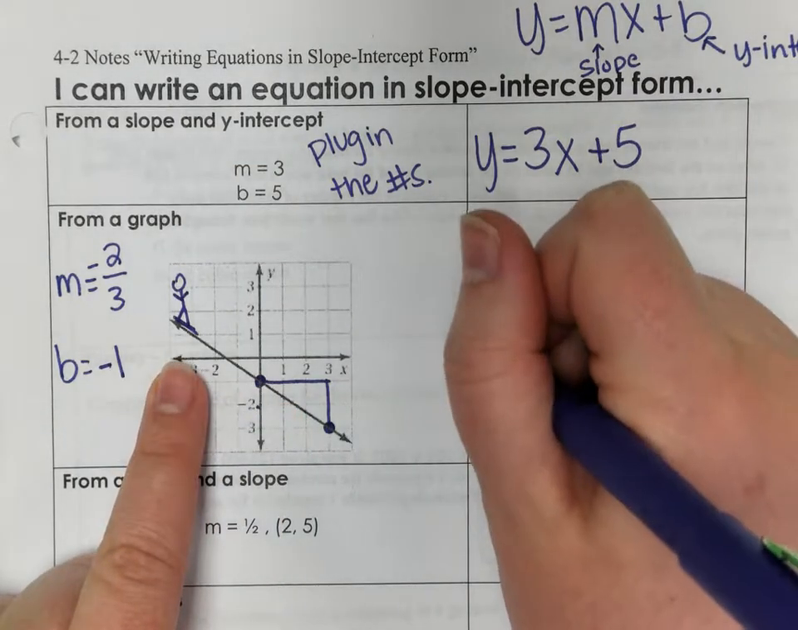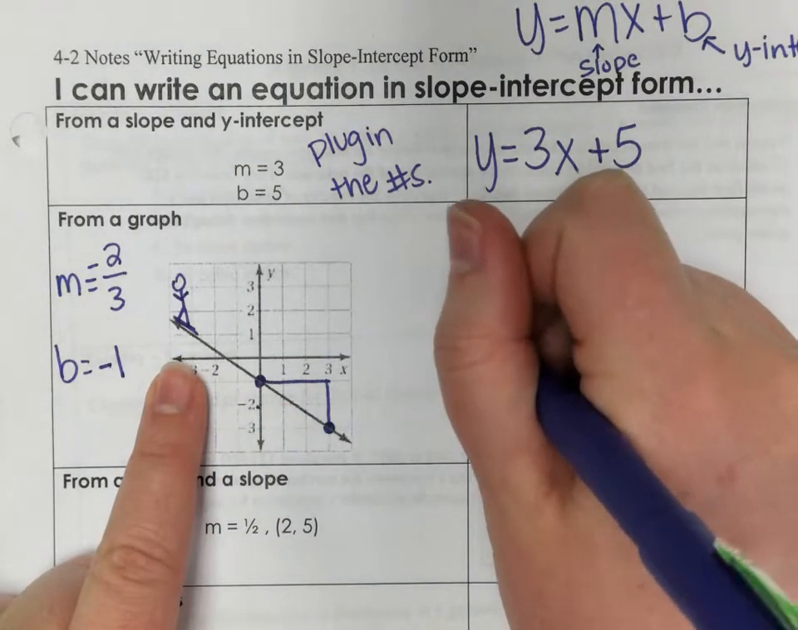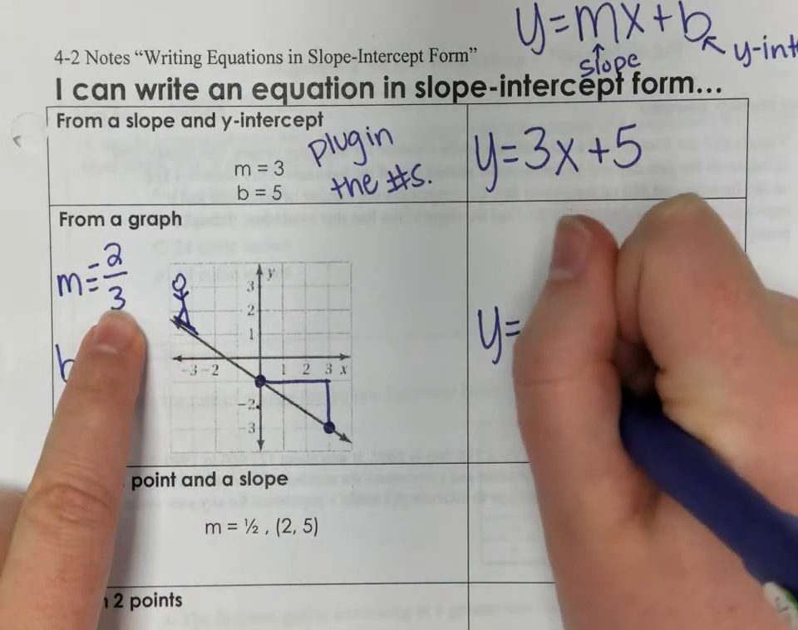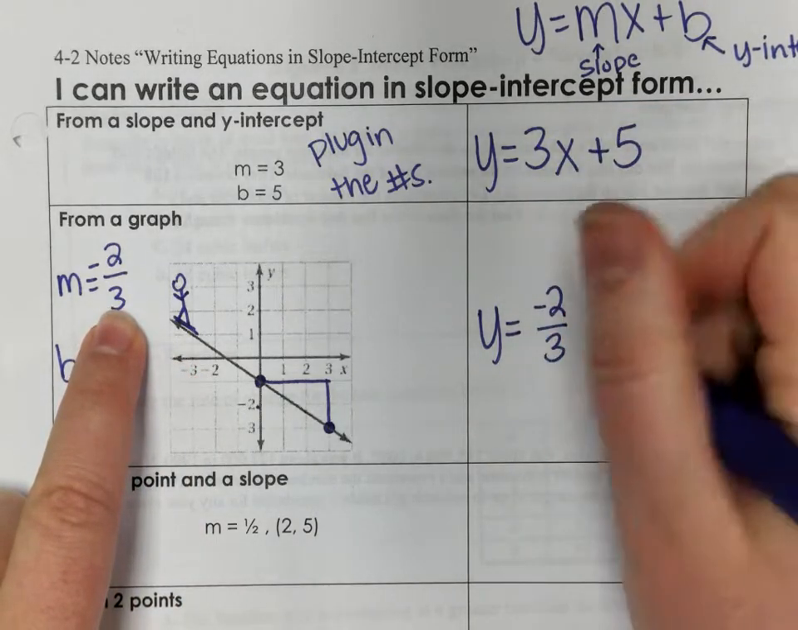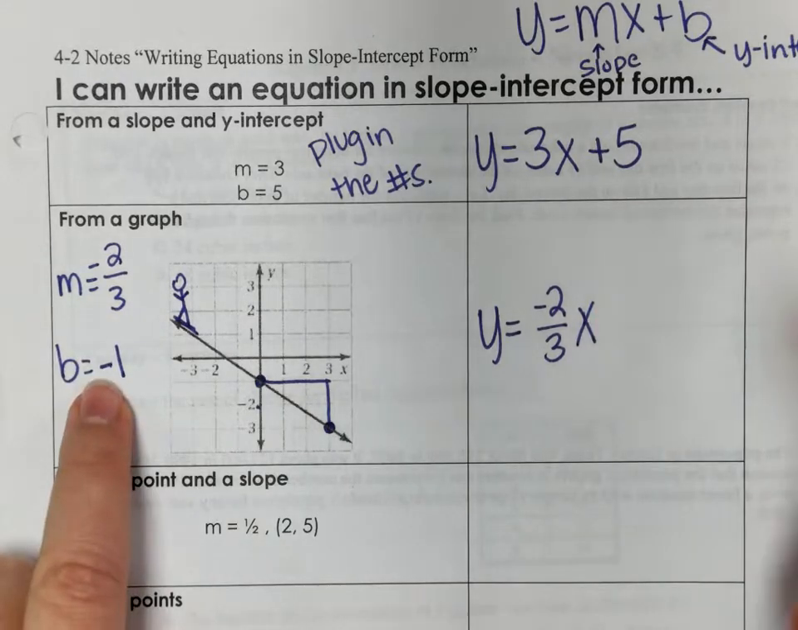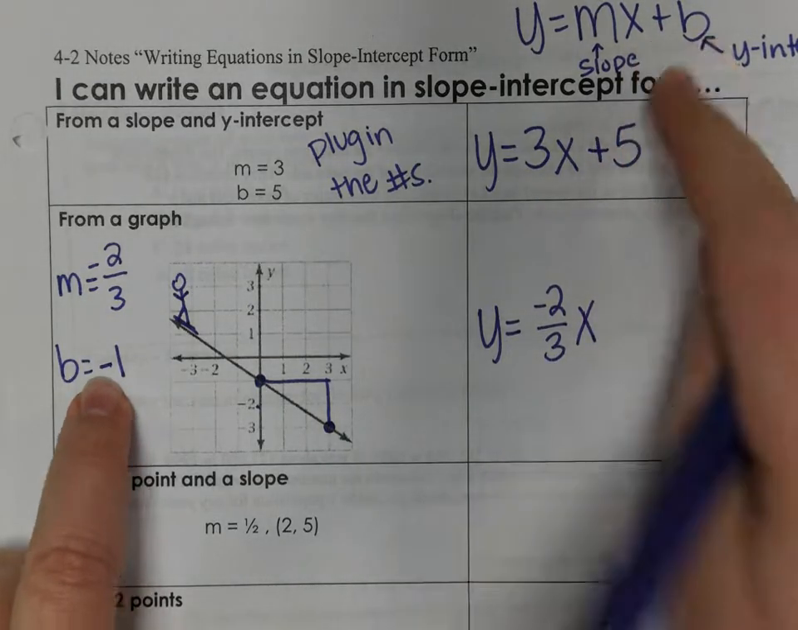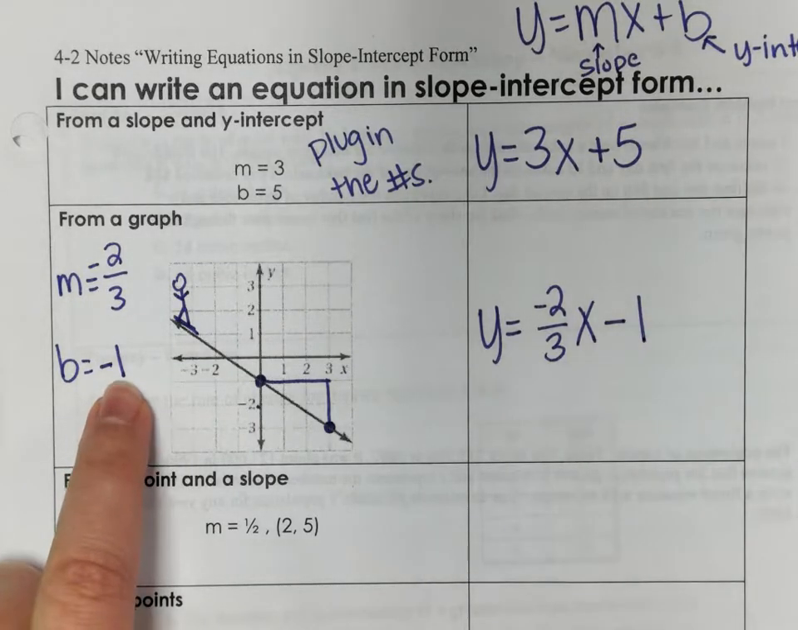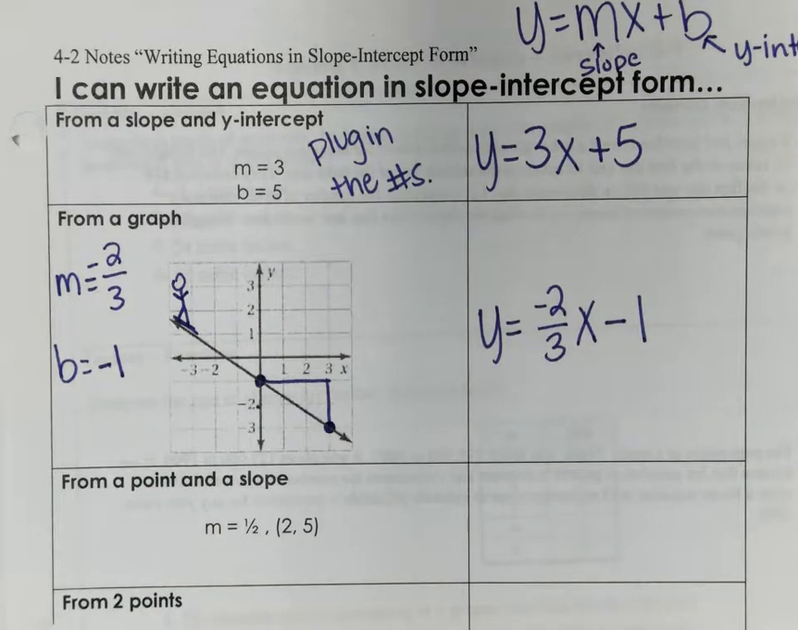So it's y equals negative 2/3 x. Very good. y is equal to our slope, which is negative 2/3. x always stays x. And our formula says plus b, but this b is a negative, so we do minus 1. We would subtract here. Minus 1.